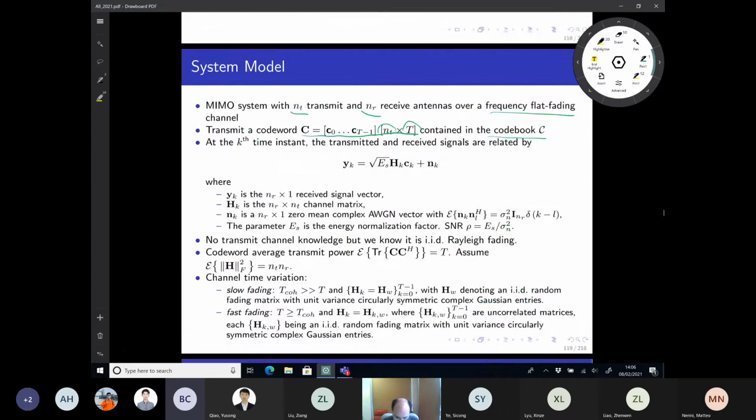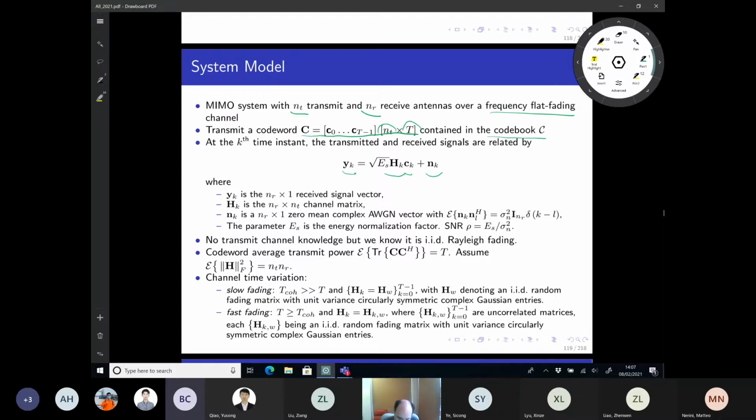Good. So at the k-th time instance, I'm going to have a receive observation vector, dimension NR. I have my channel matrix Hk, and I have one of the columns, column k, of that code word C at time k. And I have the noise at time k. So here we're going to assume noise is AWGN, as always. And we're going to look at the case where we don't know H at the transmitter, right? So we don't know H at the transmitter, so we cannot do this SVD.